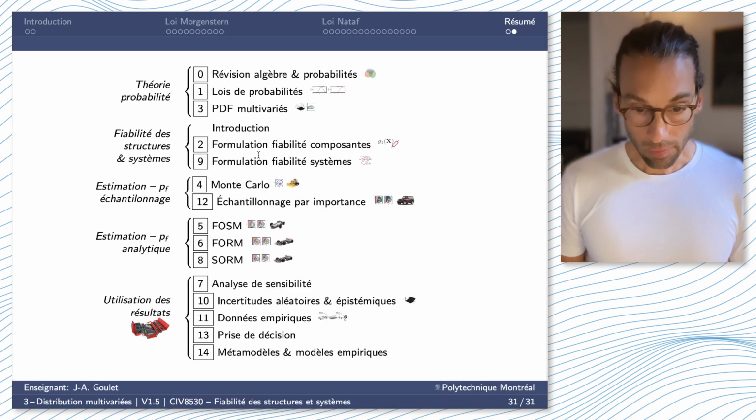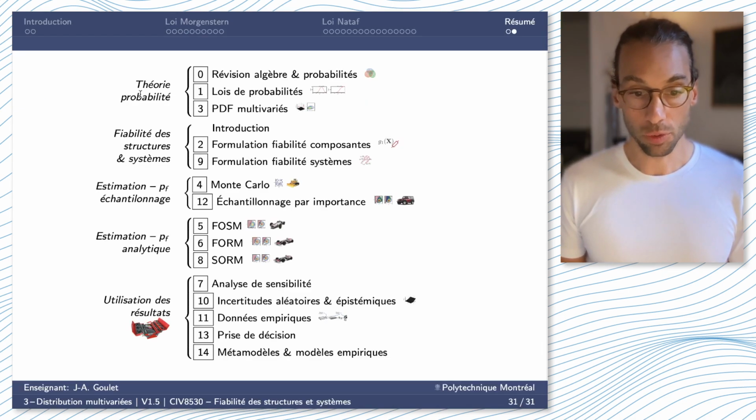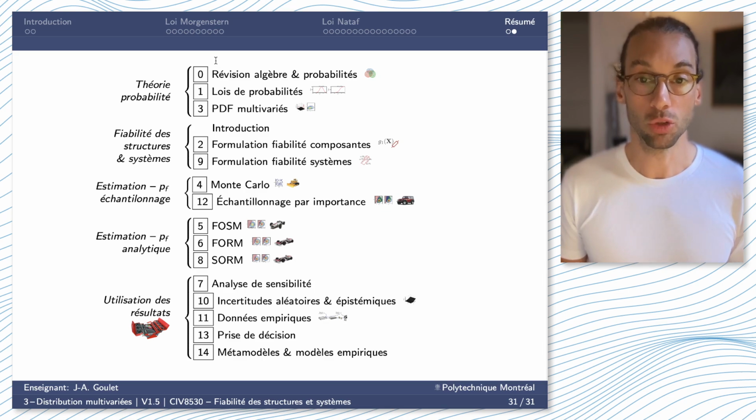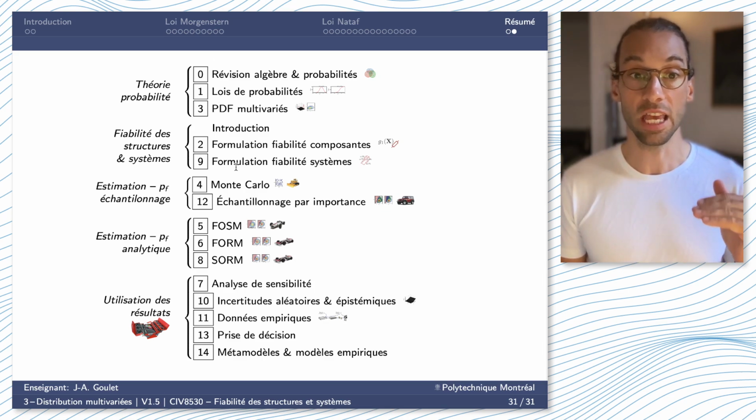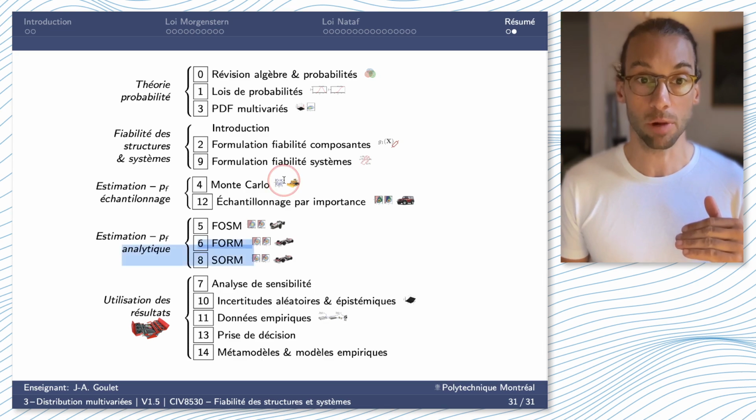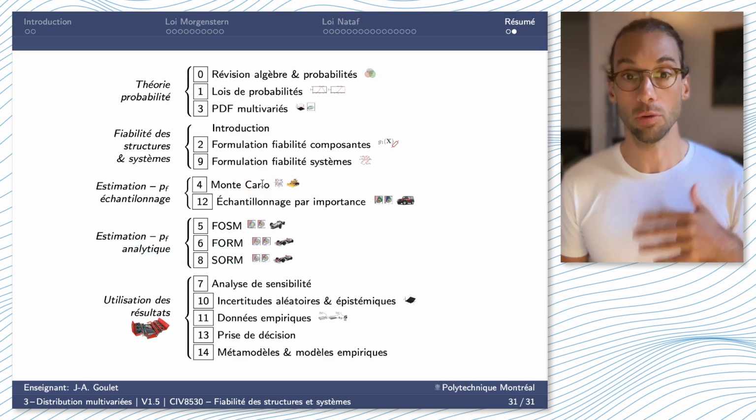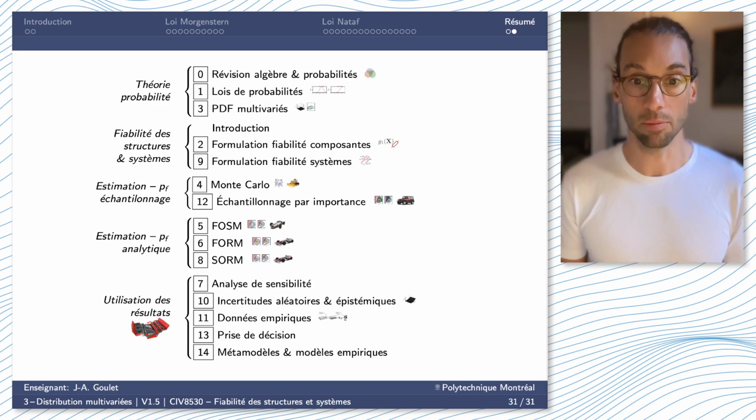So that closed the first part where we were looking at aspects related to probability theory. We can now move on to our first method where we can really evaluate probability of failure. The next module is going to be about Monte Carlo methods for estimating probability of failure.